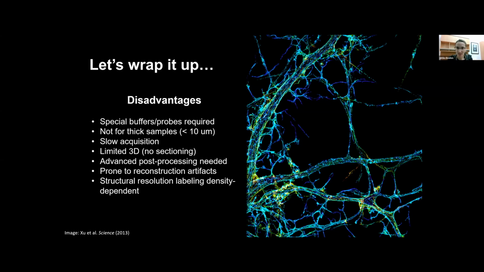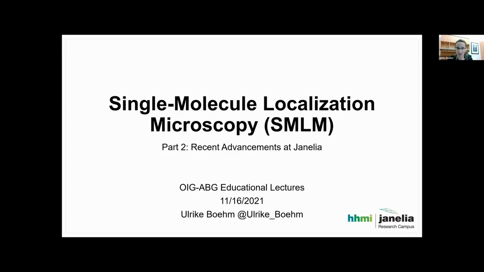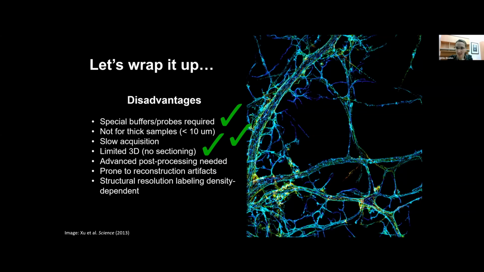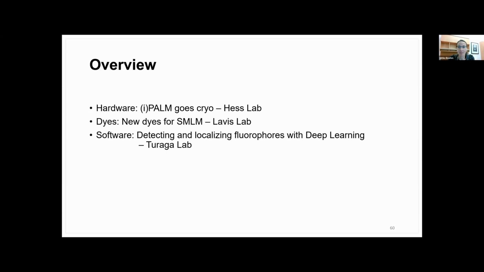But in the second part, which is nothing else than the recent advancements at Janelia, we will try to tackle a few of these disadvantages. I will show you ways how one can do the acquisition in a faster way. I will also show you how we don't necessarily need special buffers, and other ways so you understand that we are not necessarily restricted in thickness. A few of these recent advancements came from different labs here at Janelia.